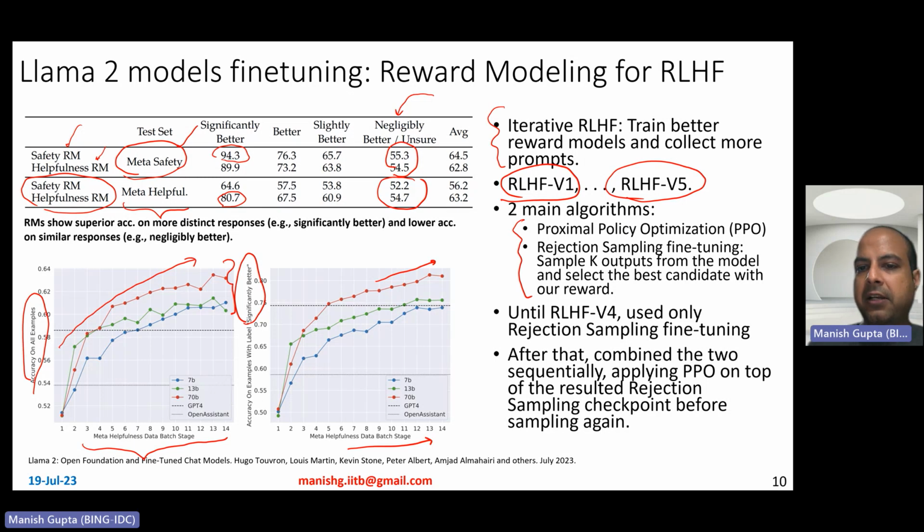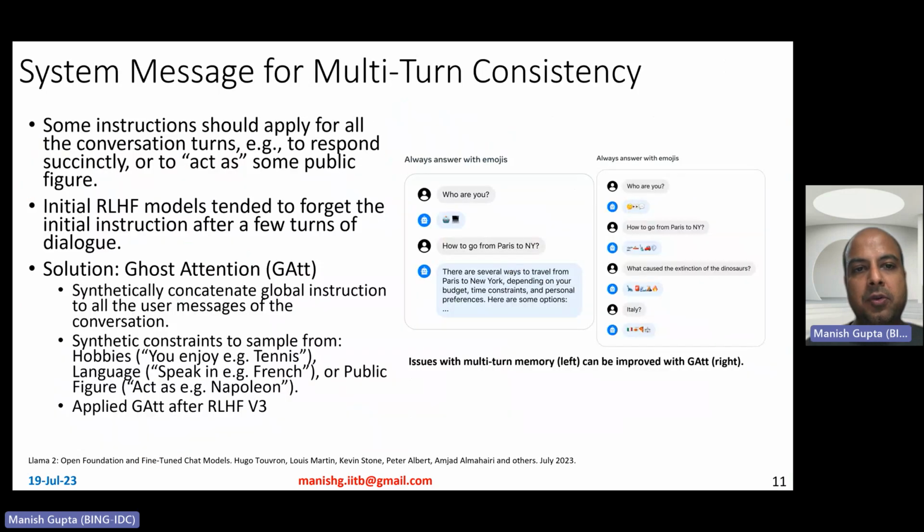So PPO is the standard RLHF algorithm. For rejection sampling, what they did was sample K outputs from the model and then select the best candidate, where the best is decided by the reward. That is called rejection sampling based fine tuning. They put out five different RLHF versions, V1, V2 up to V5. Until RLHF V4, only rejection sampling was used, but after that, PPO was also used. They created the Llama 2 chat models using SFT, supervised fine tuning, and RLHF fine tuning, as we just talked about.